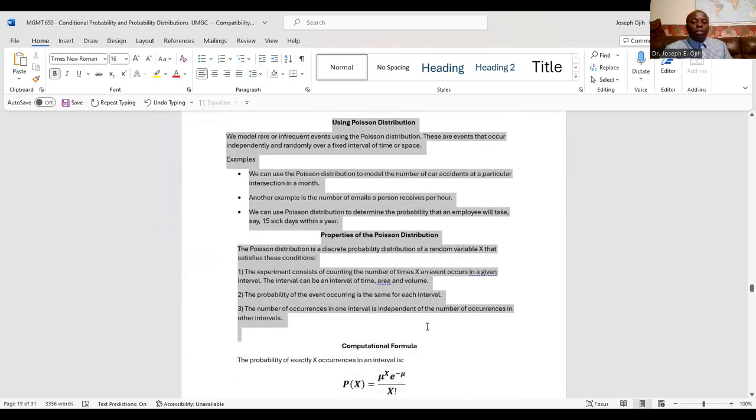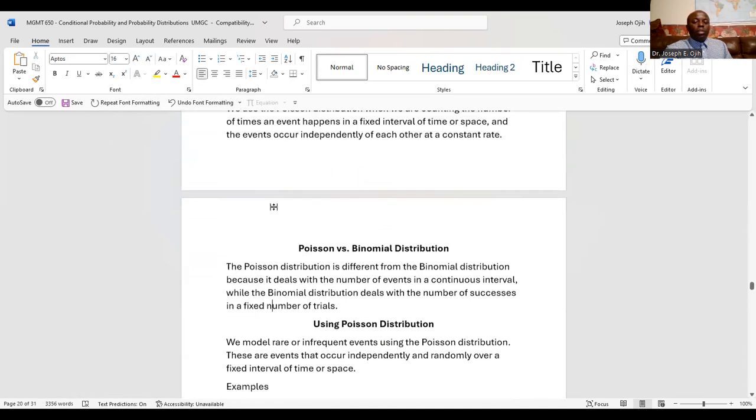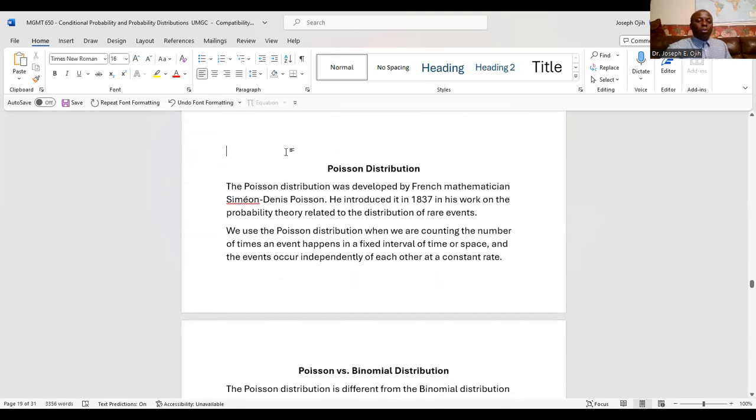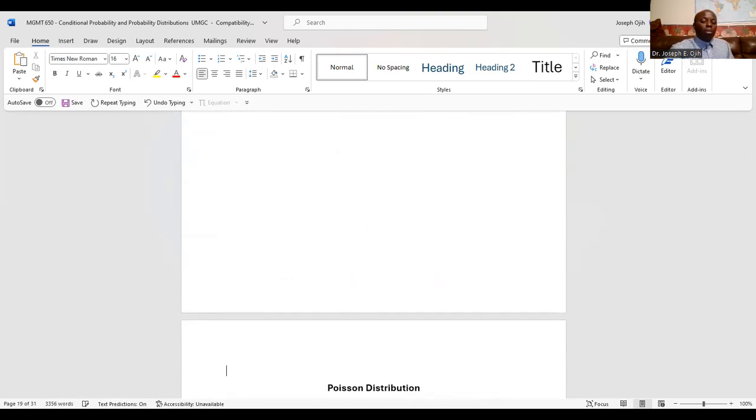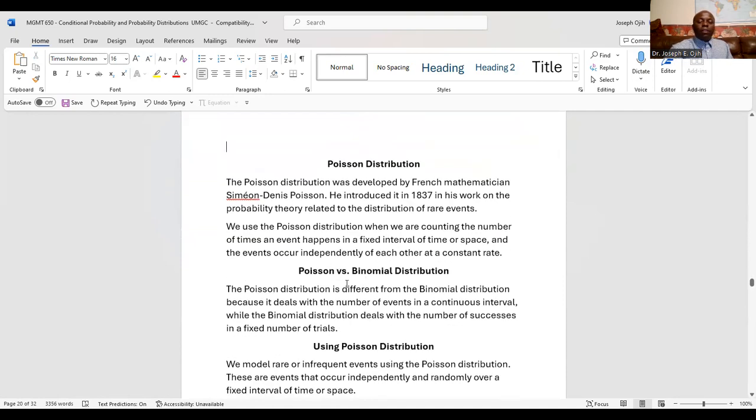It's the one that is called the Poisson distribution. It is so called because it was derived by a French mathematician, Simeon Denis Poisson. That's why they get that name. He introduced it in 1837. That's how you get the name Poisson distribution.